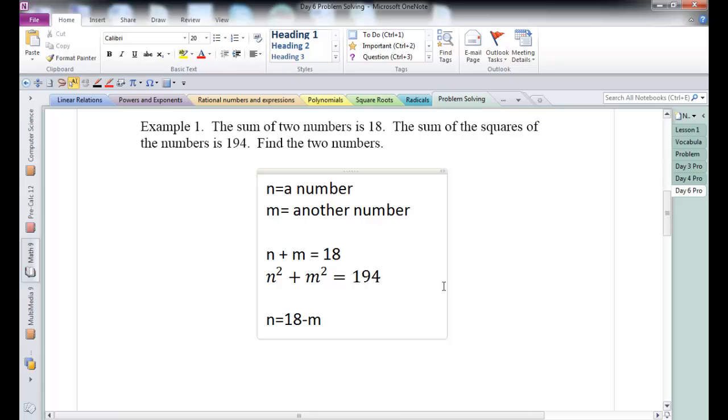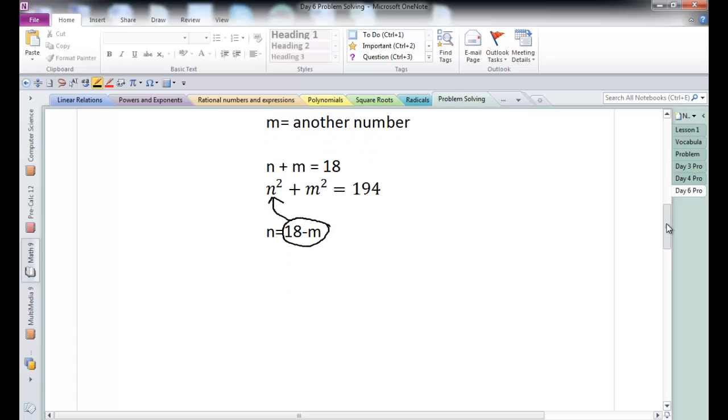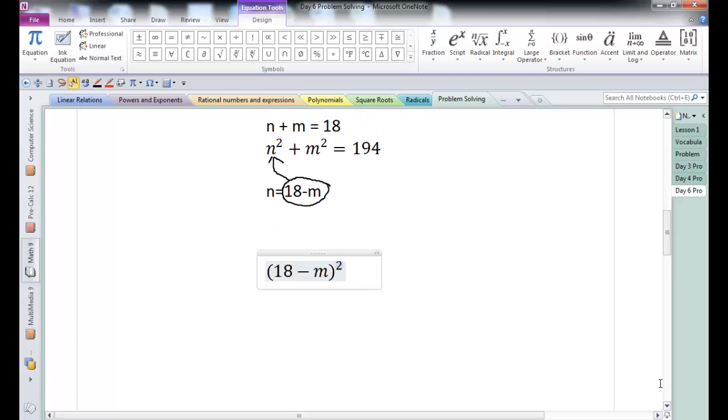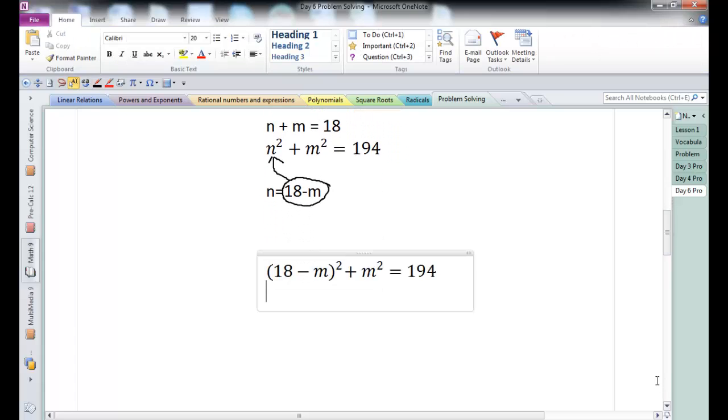And now, if n equals 18 minus m, we can substitute that into the other equation instead of n. And we would get something that looked like this: 18 minus m squared plus m squared equals 194. So we have an equation in one variable.